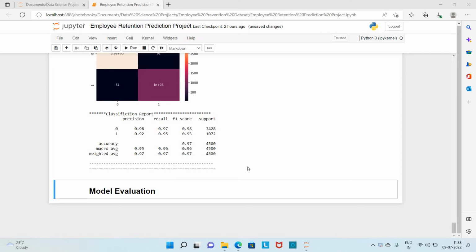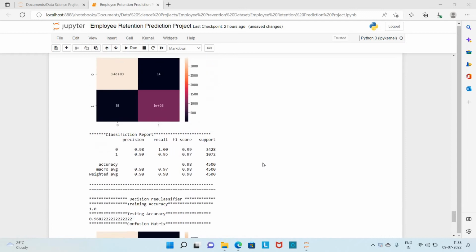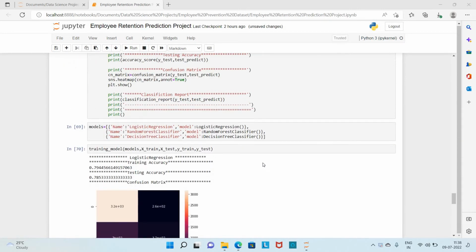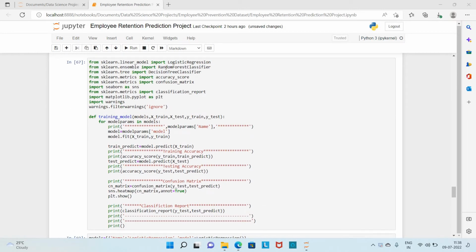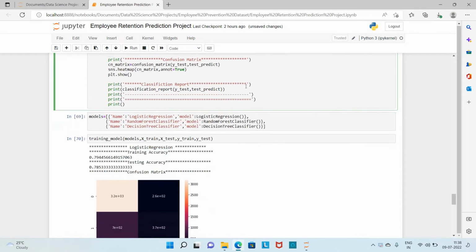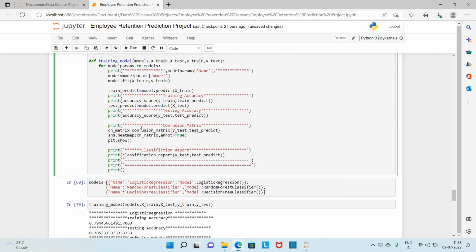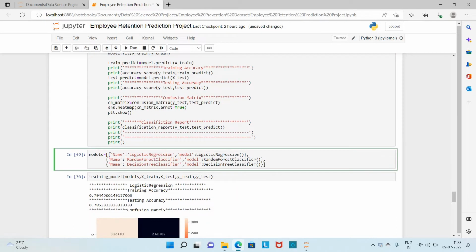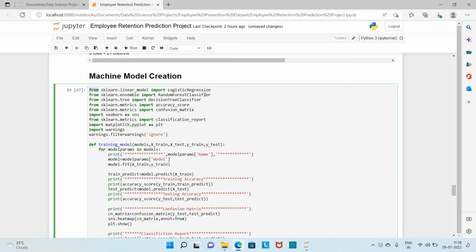In the previous video, we created the model and trained the model for each type of algorithm, like logistic regression, random forest classifier and decision tree classifier. Now we can discuss how we get all these results. We have created a list which contains dictionaries, each with the model name and the corresponding class of that particular algorithm.